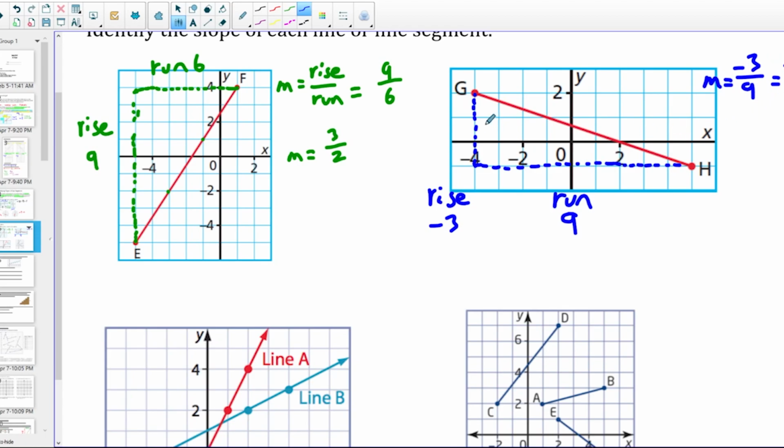So this just means that for every 1 unit that we're moving down, we're moving 3 to the right, and you can see we have a point here. Go down 1, 3 to the right, 1 down, 3 to the right, and we can see that we have a straight line going from G to H.